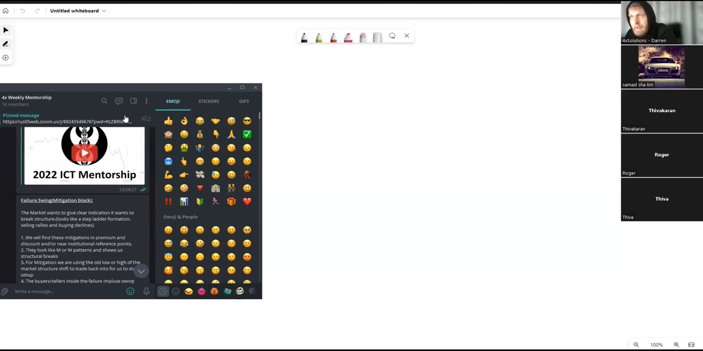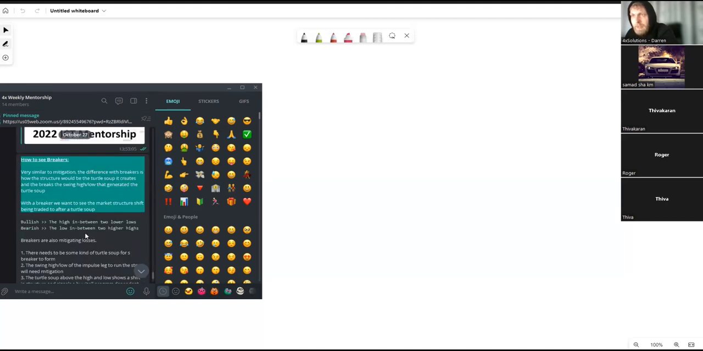Very easy. If we look at a breaker, it's very similar to a mitigation. The difference with a breaker is how the structure would be the turtle soup, and that breaks the swing high or low that generated the turtle soup. So obviously with a breaker, it's very important that there is some kind of liquidity that needs to be taken. That's the main difference with a breaker.